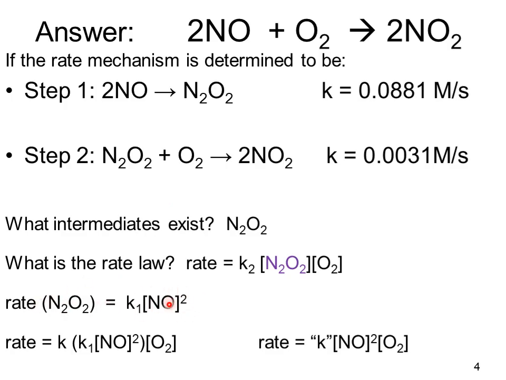So we're going to insert this into the intermediate, and so that gives us the final rate law. Rate is equal to k [NO] squared times [O2]. Again, the reactants to get to the rate determining step are two NOs and an O2. Our rate law is NO squared and O2.